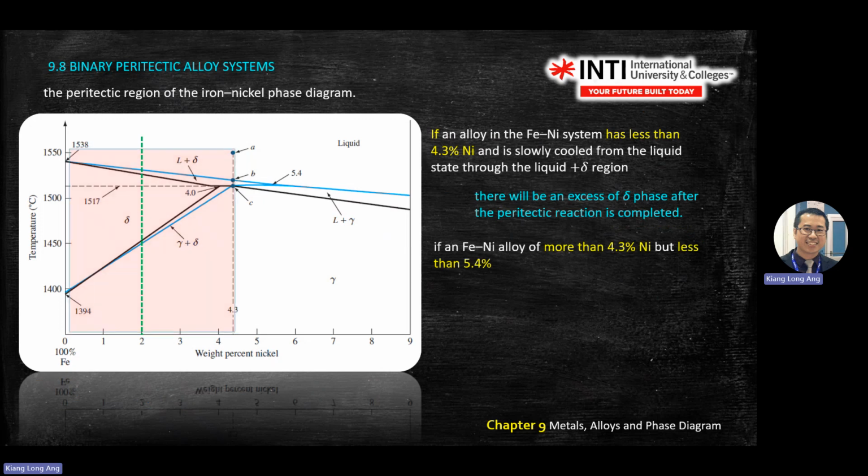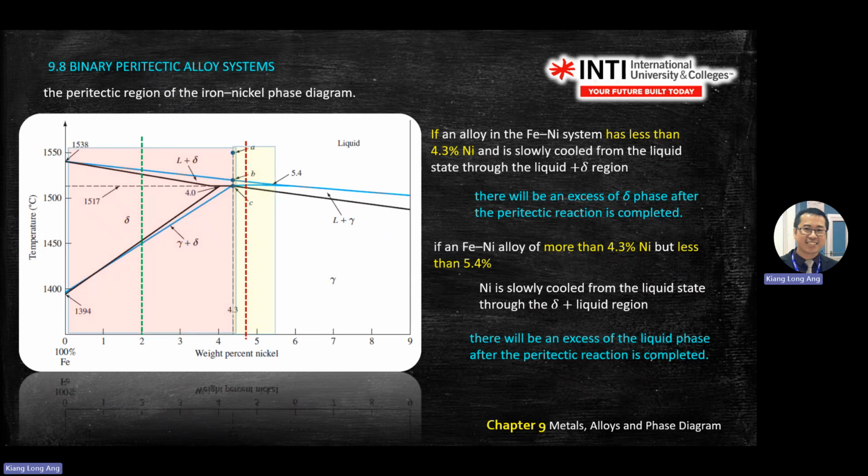The one that I highlight is called what? Just highlight what happened in that particular thing. Okay, this one you read. So if the alloy has less than 34.3% nickel, it slowly cools from the liquid state through the liquid plus gamma delta region. There will be an excess of delta phase after the peritectic reaction is completed. So here means there is an excess of peritectic.